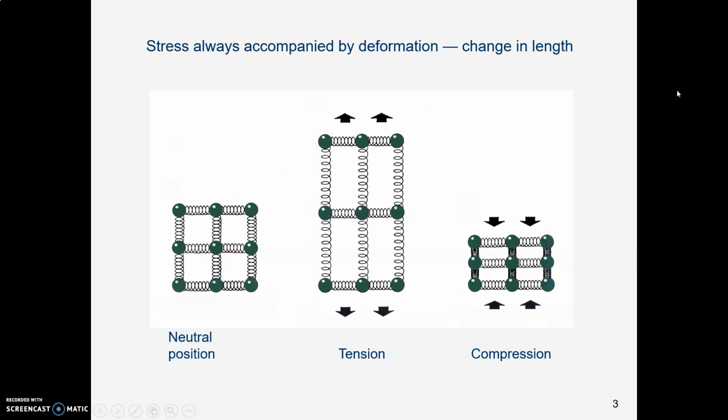And as we think about these atomic connections between these atoms, we realize that when we apply tension, the thing always gets longer, and then we let go of the force and it springs back. And when we apply compression, it always gets shorter, and then we remove the load and it springs back. So applying a force and causing stress always causes a change in length.